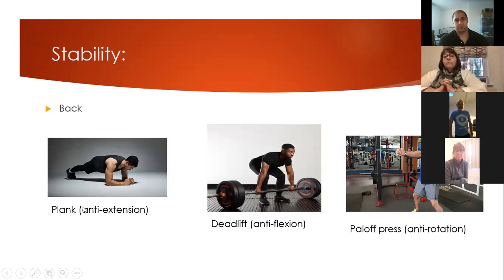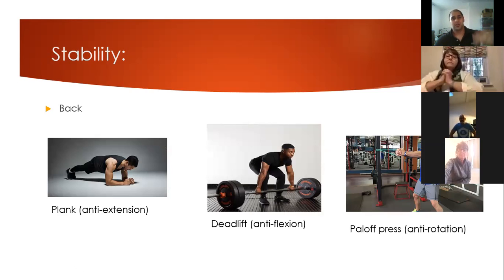Obviously, when we're talking about stability of the back, a plank. This is called anti-extension because the aim of the game with holding a plank is you're trying to avoid your body straightening out. So you're trying to not keep the back rounded, but you're trying not to collapse through the front of your body.